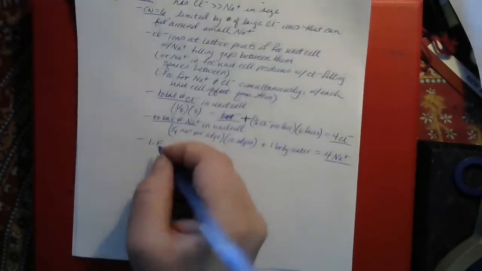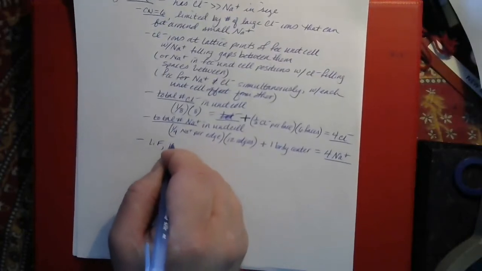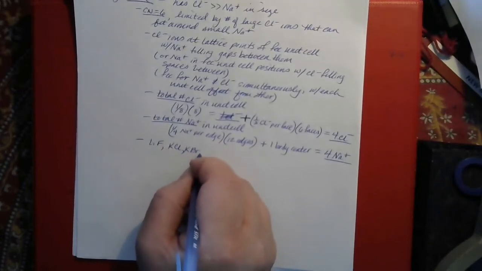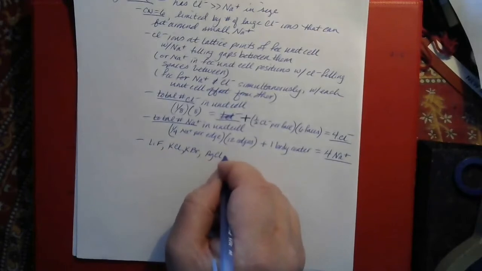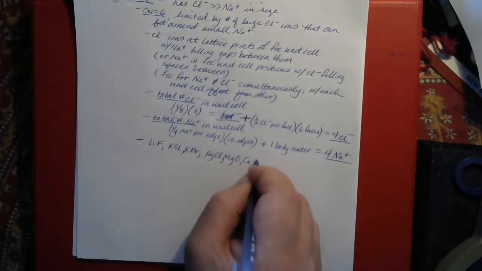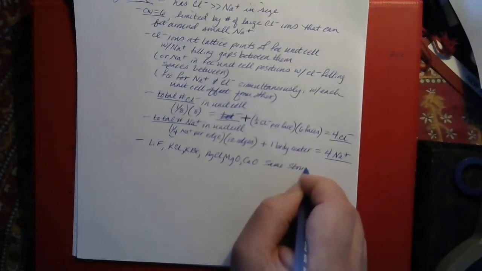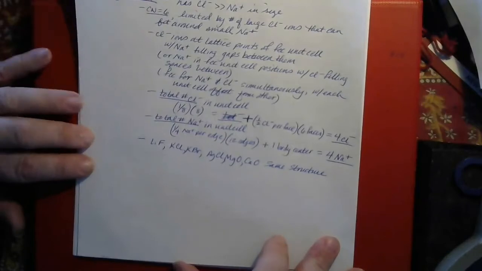There are other compounds that adopt the same structure as sodium chloride: lithium fluoride, calcium chloride, potassium chloride, potassium bromide, silver chloride, magnesium oxide, calcium oxide, among others, have the same structure.